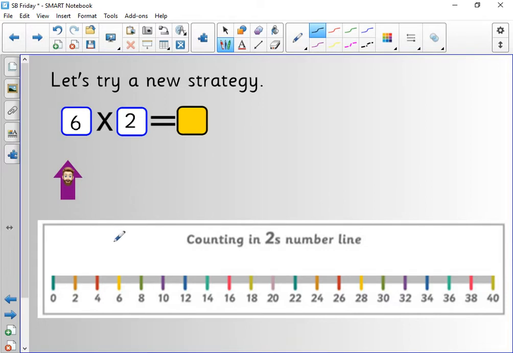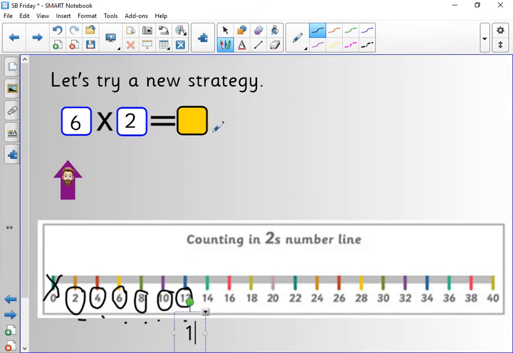I'm going to put a circle around the first 2, not 0. Not going to put a circle around that. I'm going to put a circle around my first 2 and my second 2, and I need 6 2's altogether. 3, 4, 5, 6. So I've got 1, 2, 3, 4, 5, 6. 6 2's make 12.